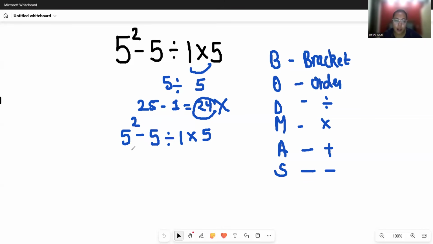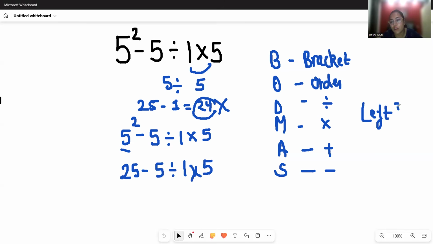Now, 5 square minus 5 divided by 1 times 5. So first we have the order, that is the exponent. So it's 25 minus 5 divided by 1 times 5. Now we know that multiplication and division both have the same priority, but what people forget is that we have to solve from left to right always.